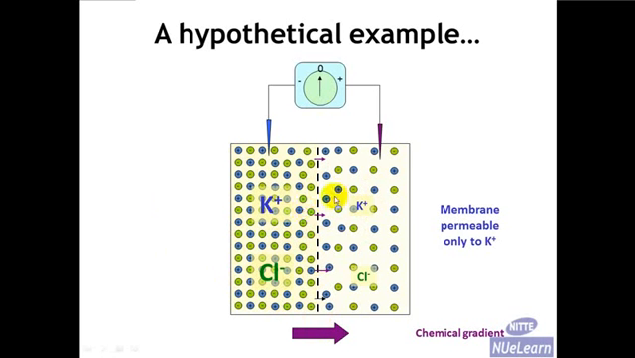to the right hand side, a positive charge is leaving the left hand compartment and entering the right hand compartment. As a positive charge, as a potassium ion moves from the left to the right across the membrane, it is leaving behind an unbalanced, unaccompanied negative ion.